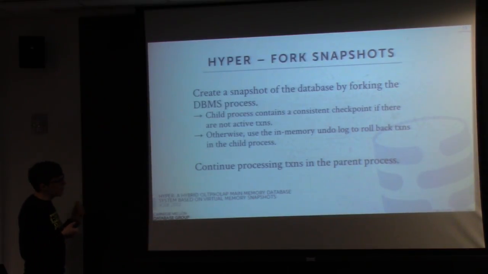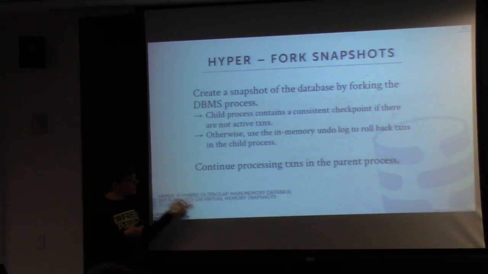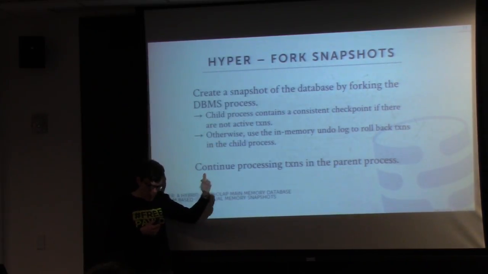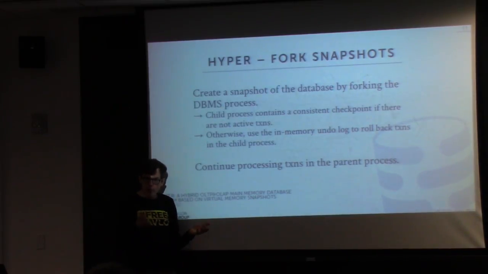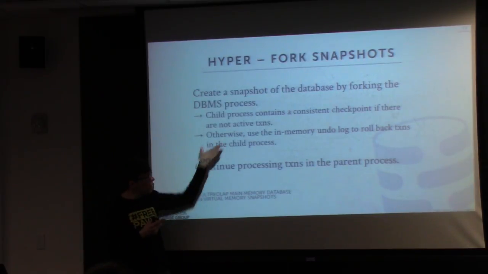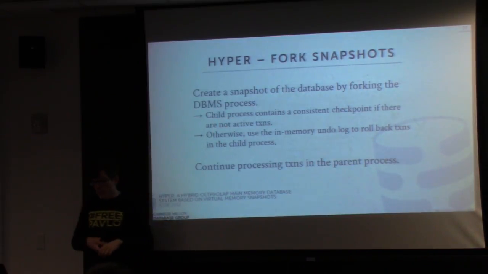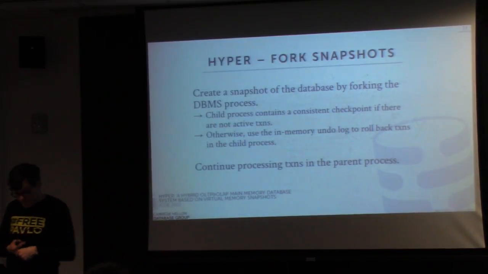What is interesting about this is that the Hyper guys not only use this for checkpoints, they also do this to run analytical queries. So when an analytical query comes in, rather than running it on the parent process and slowing down your transactions, you can reroute it to the child process, and it can do the analytics directly on the consistent snapshot in the child process as it's writing out to disk. So that's actually kind of clever. It was actually kind of cool.